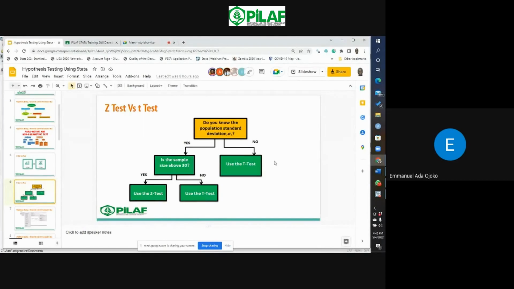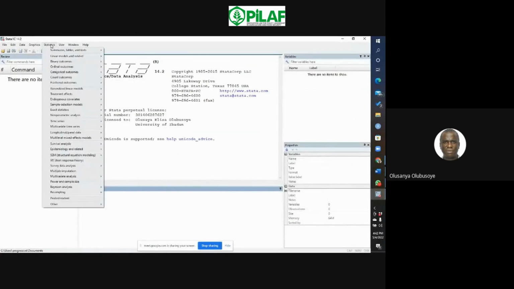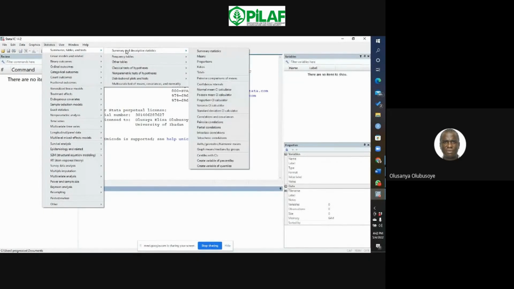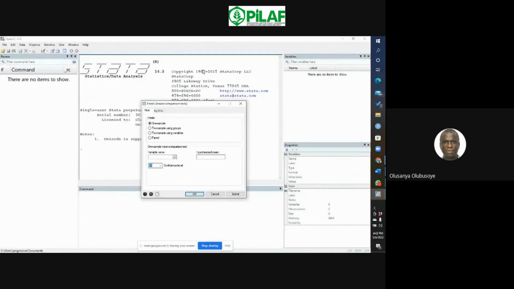Prof, please, let's continue. Okay, so let's now move to, so where do we get the T? You go to statistics menu, and then you go to the classical test of hypothesis, and then you see the T test. So you can, of course, click on that. But before we start looking at this, I will take you back to the slide.